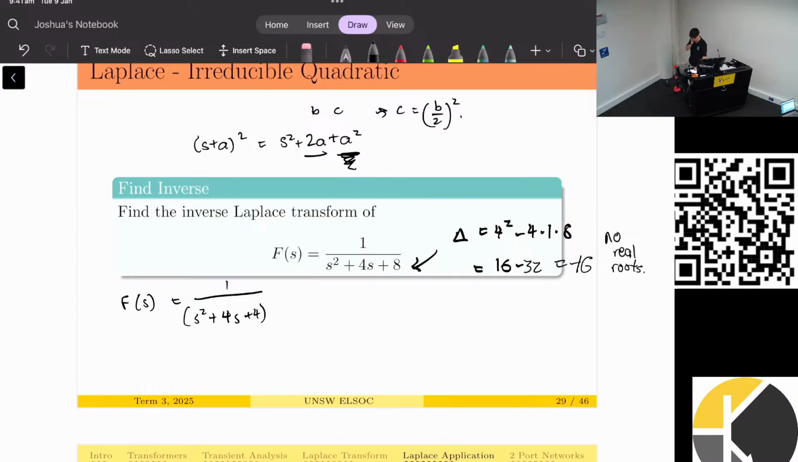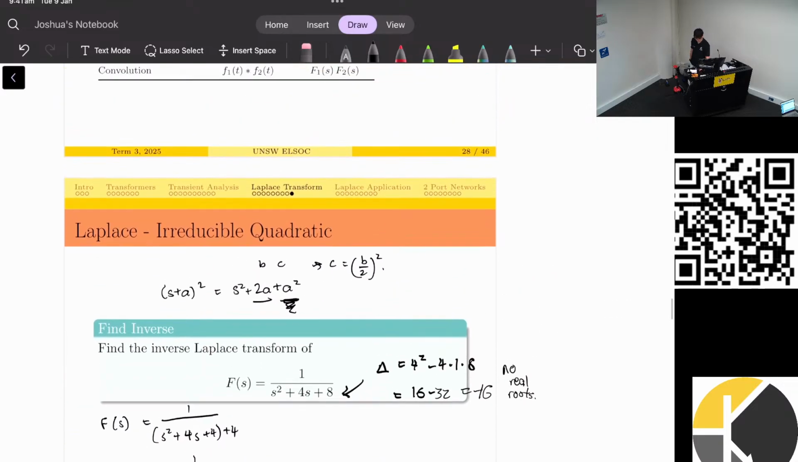And what I have left over from 8 is just the 4. And now I can factorize that. So this is going to be (s + 2)². And that 4 is just going to be 2². So taking a picture of that in my brain, I'm going to jump back to the transforms.